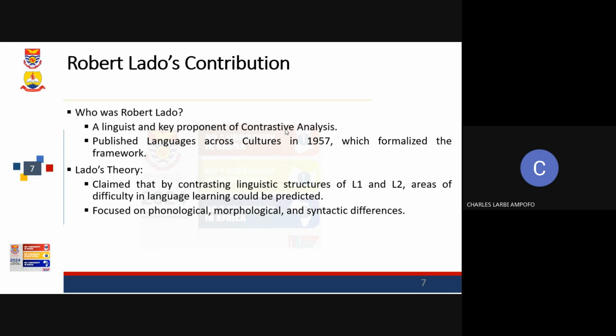So once again, what Lado is saying is that if you want to teach a second language, then compare the two languages, that is the L1 and the L2, to find the similarities and differences to help you predict the errors that your learners are likely to commit in the second language.